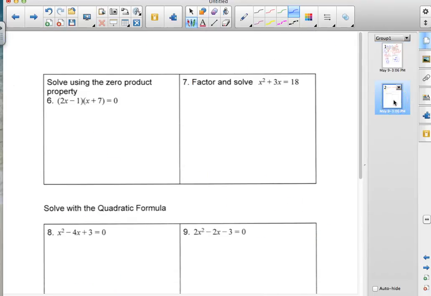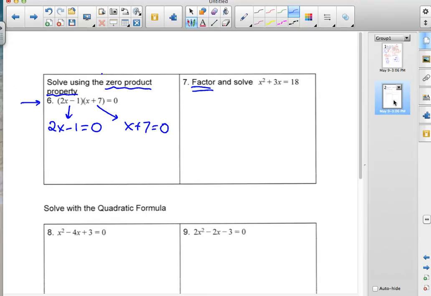All right, the last part deals with solving quadratics. The first part was all graphing and finding vertex. This is dealing with solving the quadratics. We have a couple different options. The first one is the zero product property. That's where we have it factored, and in this case, it's already factored. In this one, we're going to have to factor first. So once you have it factored, you're going to take each factor and set it equal to 0.